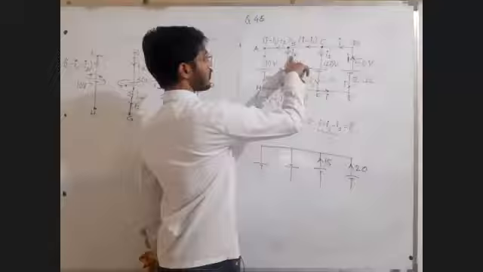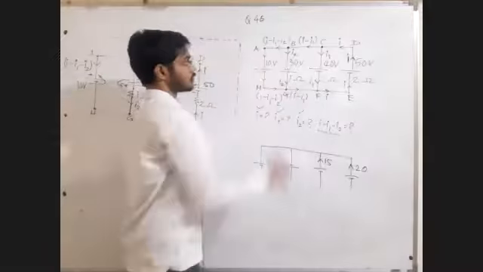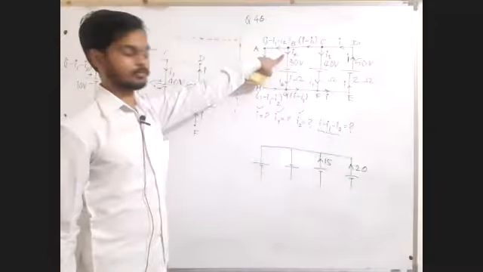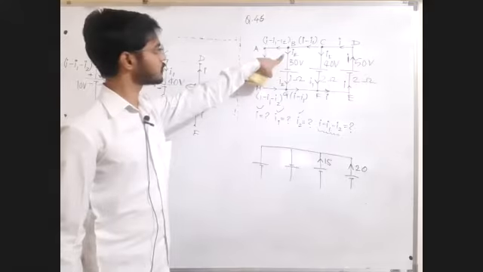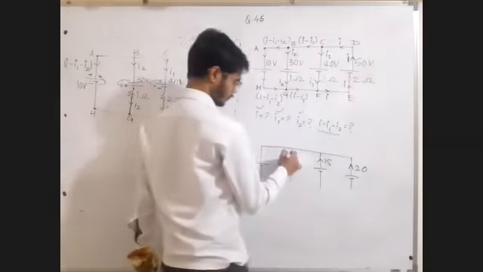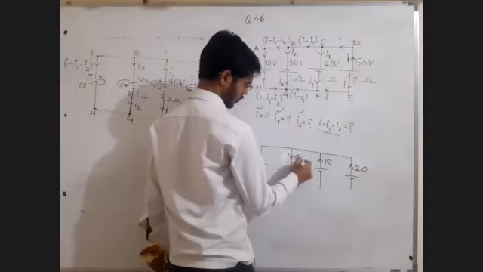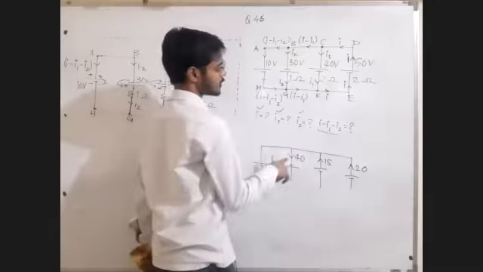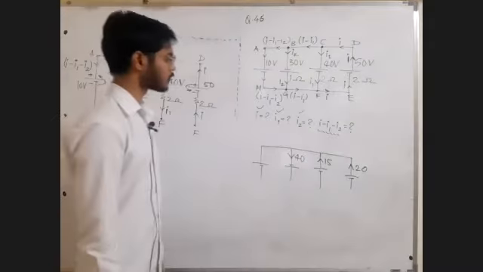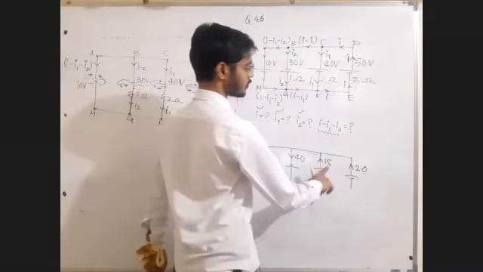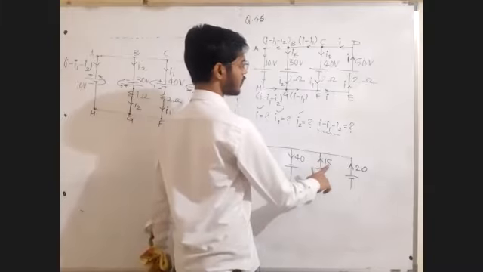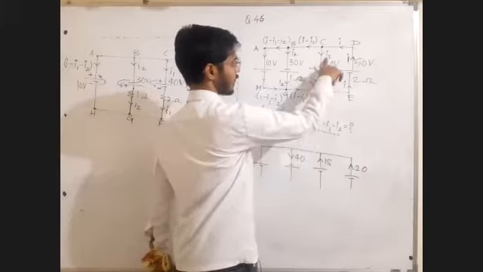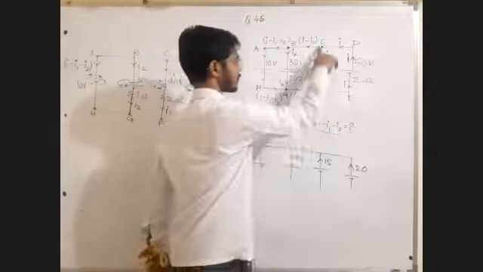This value I2 came out to be what? I2 is 40 and downwards, no problem. 40 was positive, absolutely no problem. So keep the arrow downward as it is and write the value 40. If the value was negative, to make the value positive, you have to reverse the arrow. This value I1 was minus 15, so to make the value positive, you have to reverse the arrow in this branch. Okay, we did it.